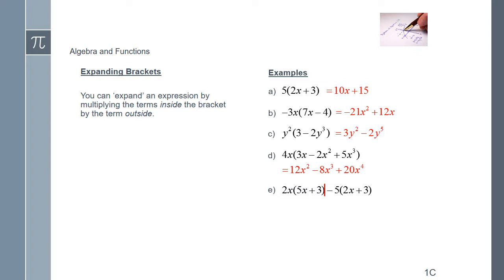So if we do the left hand side first, we have 10x squared plus 6x, and if we then do the right hand side, minus 10x minus 15, and then collect together any like terms to get 10x squared minus 4x minus 15.